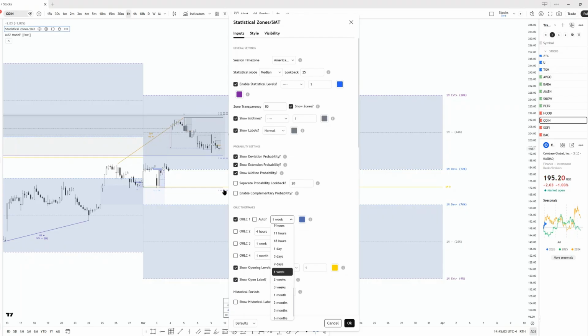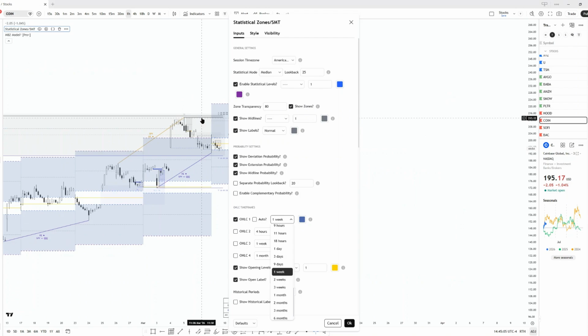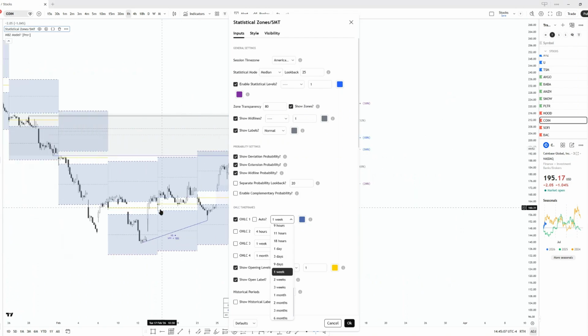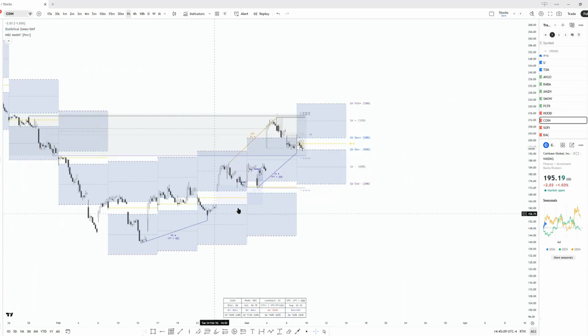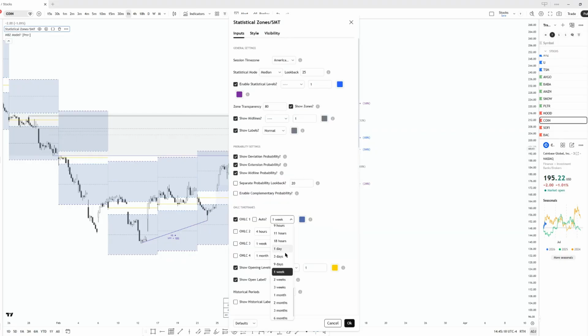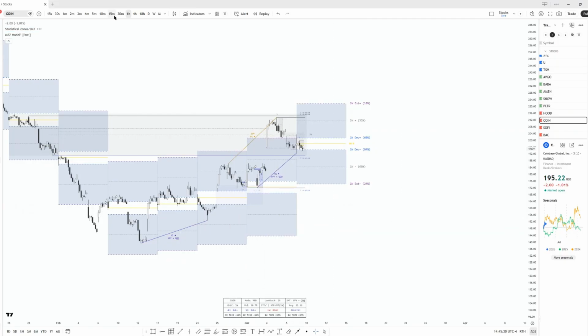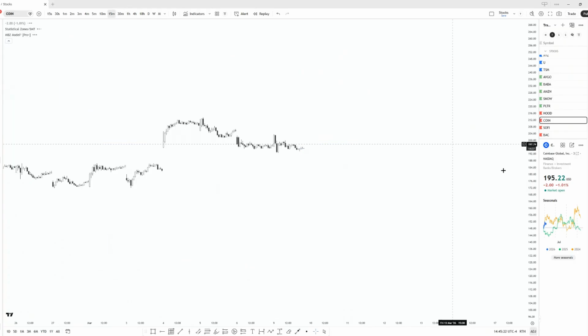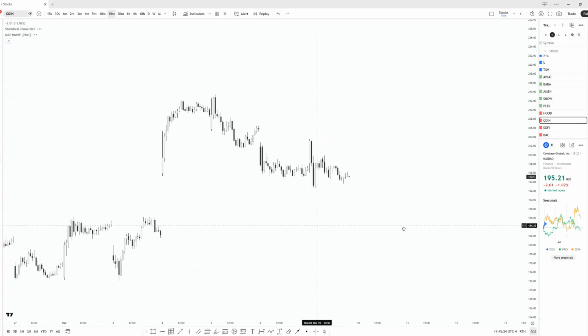So for example, if we look at the weekly zones here, we can see how they're stacked on top of each other. And you have a lot more opportunities. Discount, premium, discount, premium. So if I turn on the bi-weekly, we'll find some opportunities on the 15-minute chart and the 1 hour charts here.